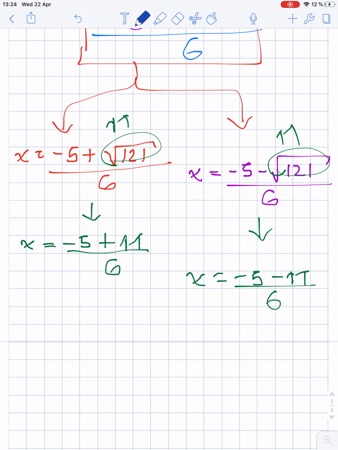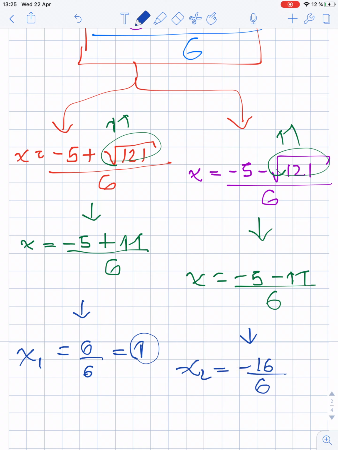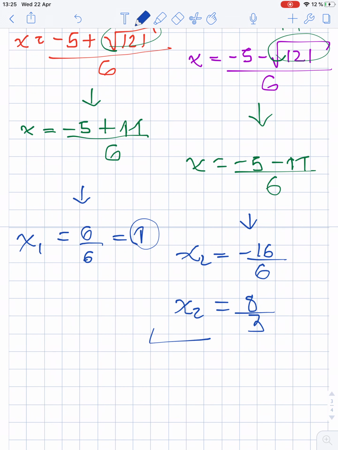Finally, we are going to finish this operation. And one value for x, I'm going to write x1, is equal to minus 5 plus 11 is 6. 6 divided by 6 is equal to 1. That is the first x. And minus 5 minus 11 is minus 16. x2 equals minus 16 over 6. And after simplifying the fraction, it can be divided by 2. That is minus 8 over 3. Okay, and that is the second value of x. We have two values for x.